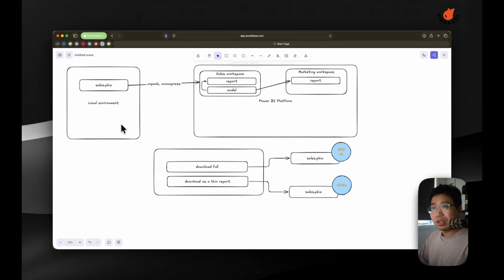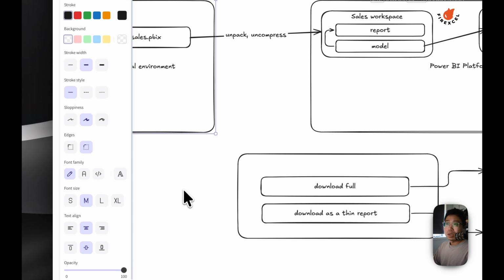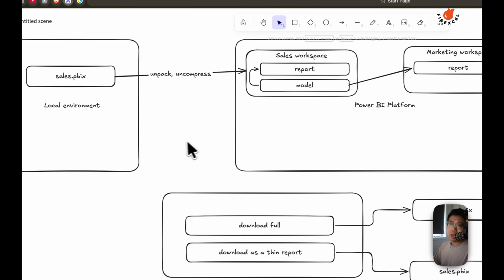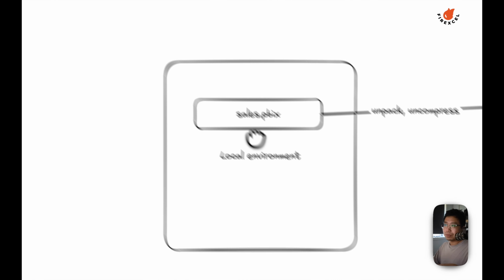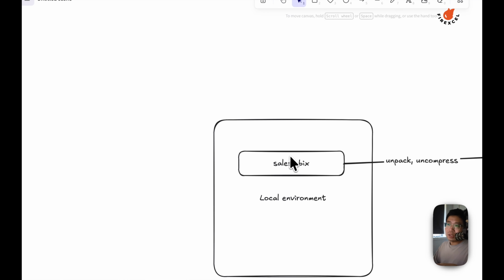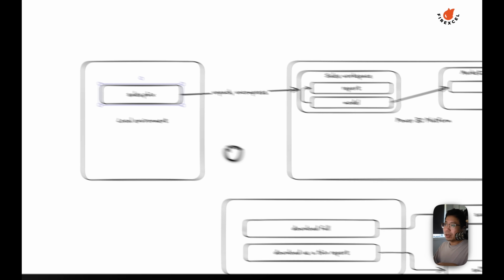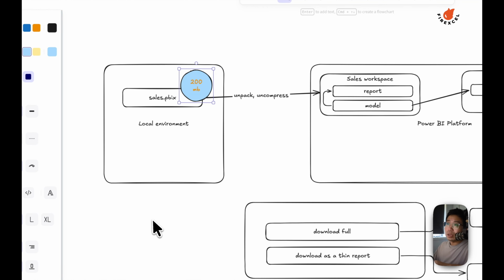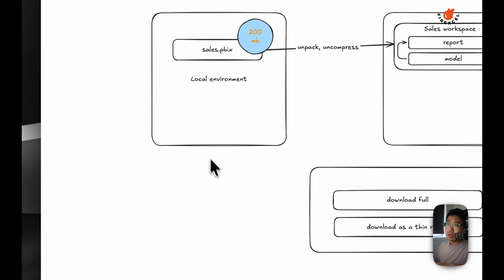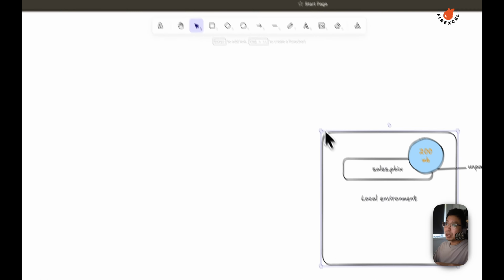So this is the thing that I want to tell you about this publishing. And another thing, let's go back to some of the publishing activity here. We'll say that this file is 200 megabytes in the local environment. If, let's just make this larger.